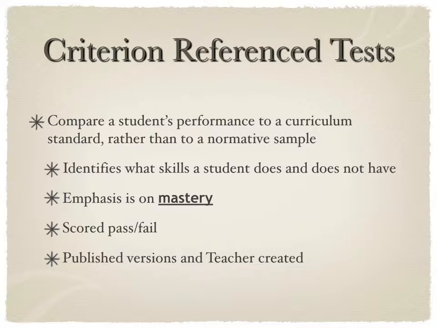But the distinction of a criterion reference test is that it is kind of determining an inventory of what skills the child does and does not have. It doesn't really give us information about the level of mastery. It just tells us simply if they do or don't have that skill or have mastered that specific concept.